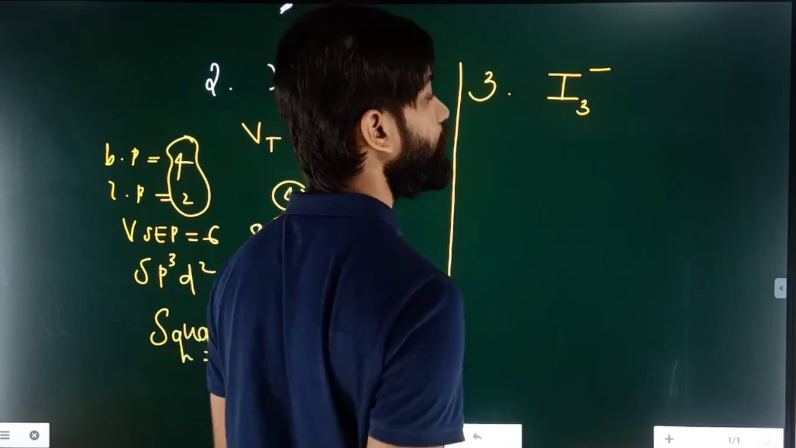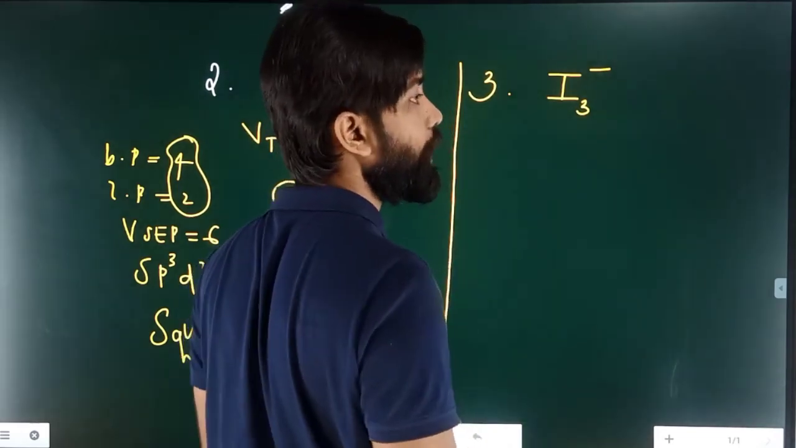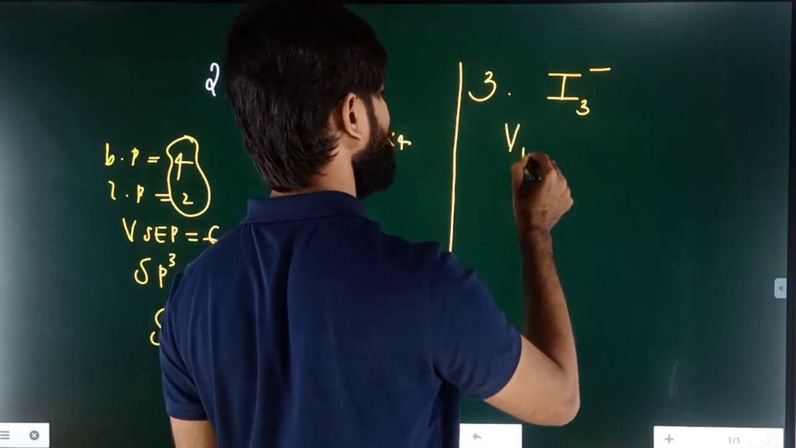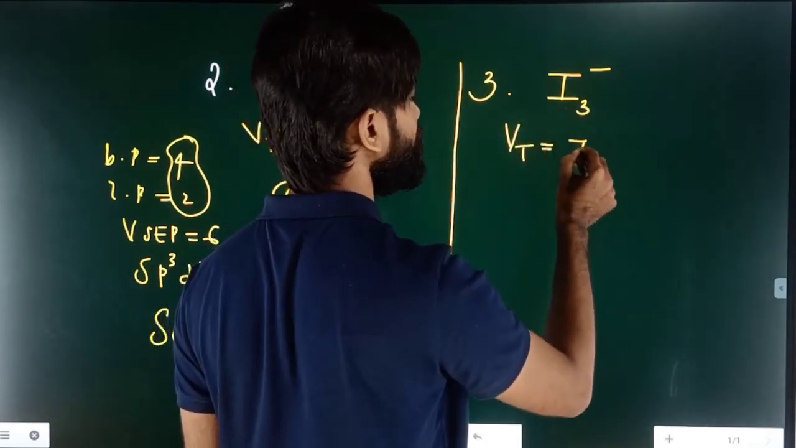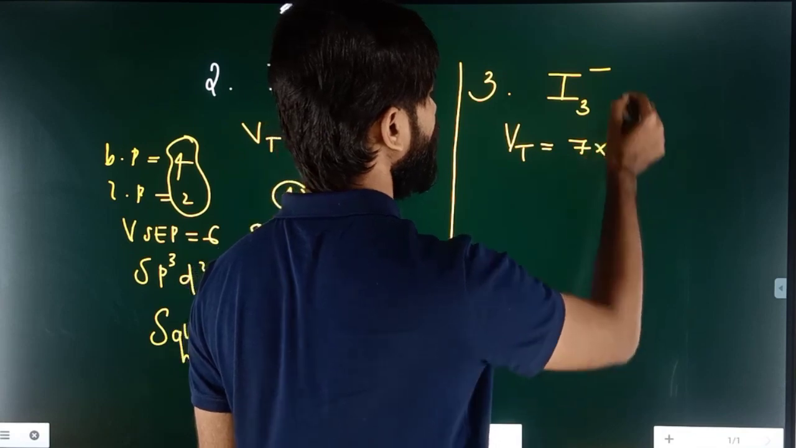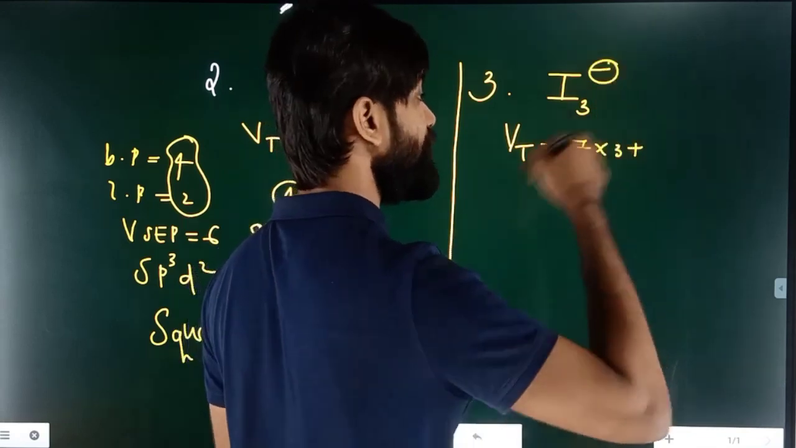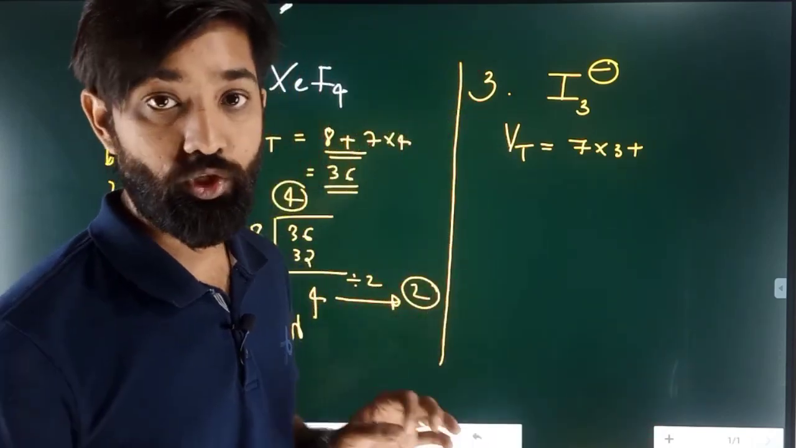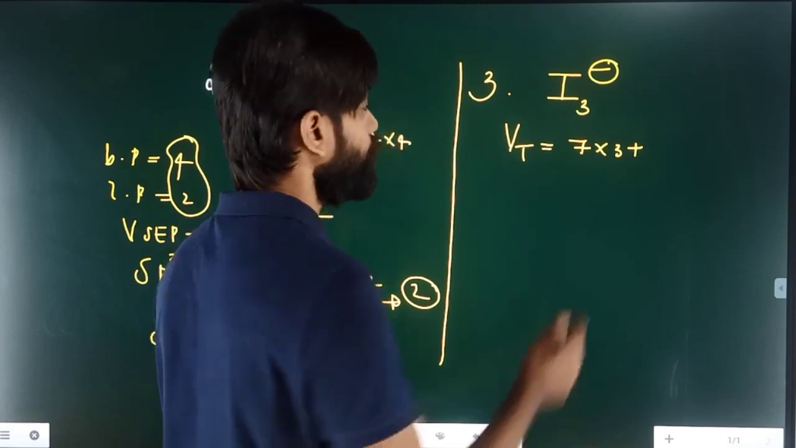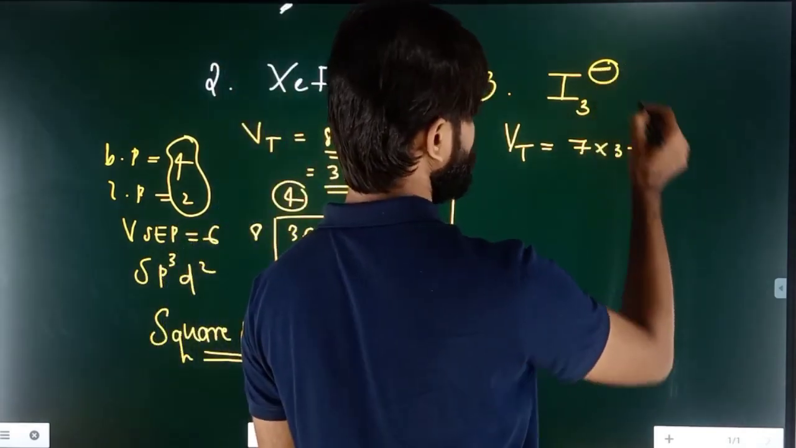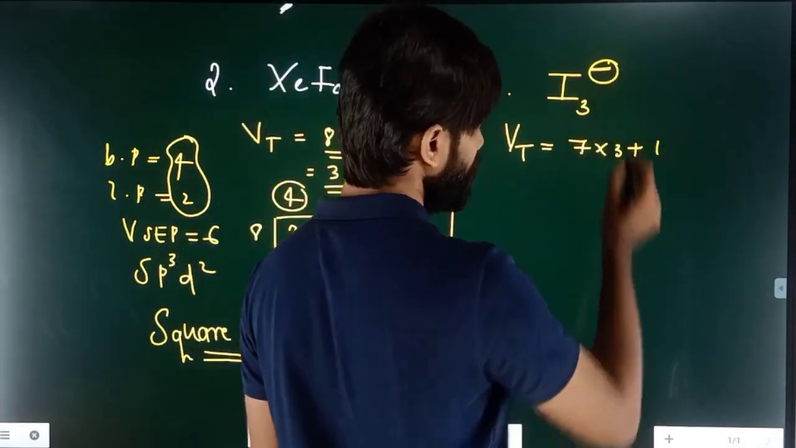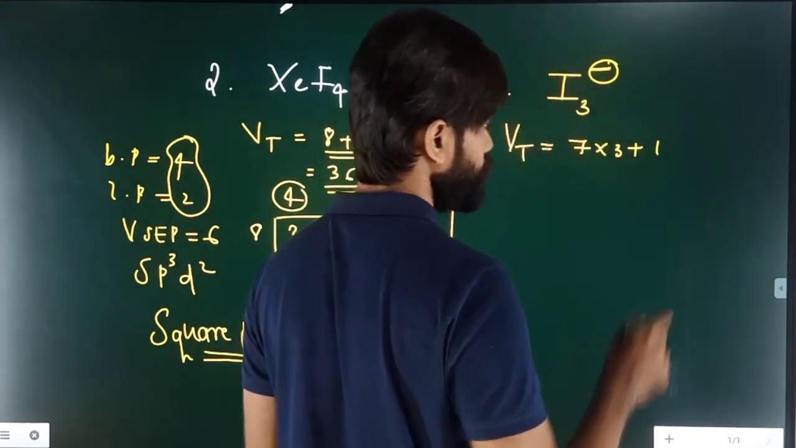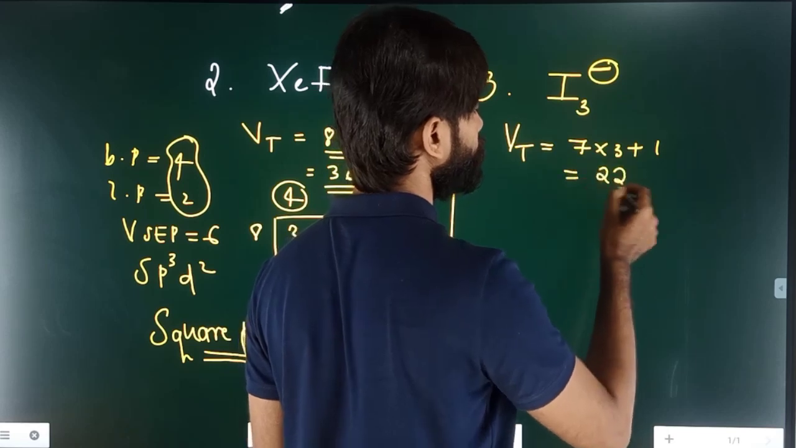So the next is I3 minus. What is the shape of I3 minus? What is the hybridization of I3 minus? The question is like that. So find the total valence electrons. Valence electrons of iodine, 7 into 3. And -1 means there is an additional electron. This is not valency, this is valence electron. So you have to add once the minus is there. This -1 represents 1 additional valence electron, so +1. So the answer will be 22.